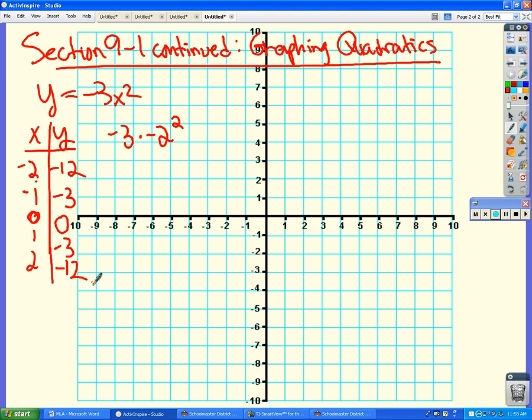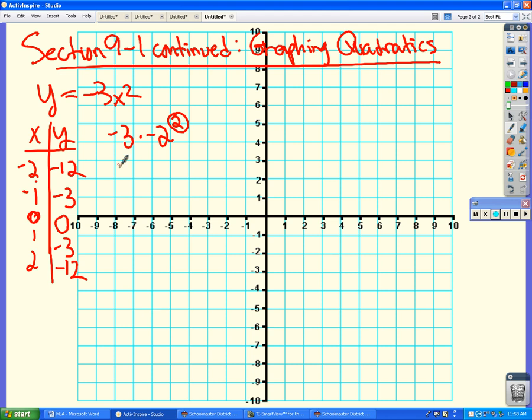Okay, let me help you. So we do negative 3x squared, right? And we have to find y. Because the first thing I have to do is the exponent. So what's negative 2 times negative 2?